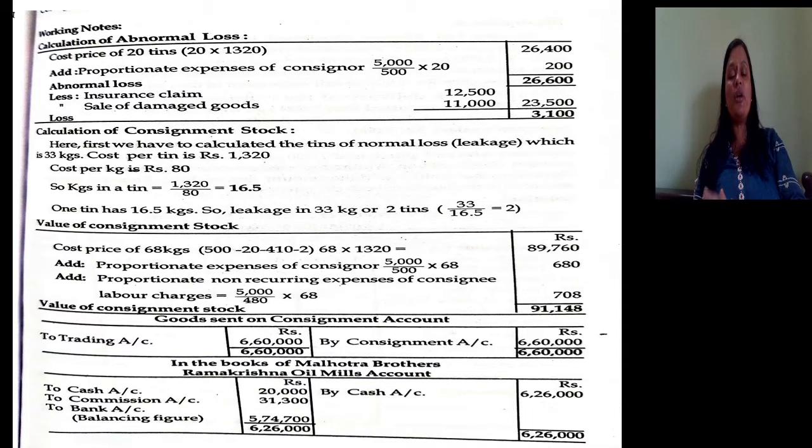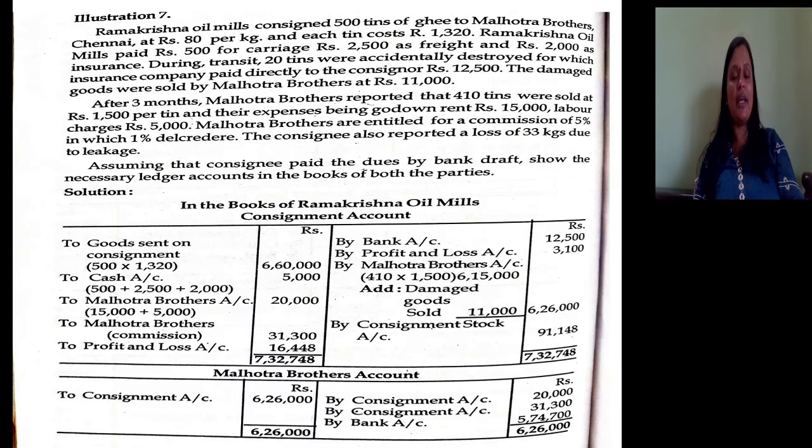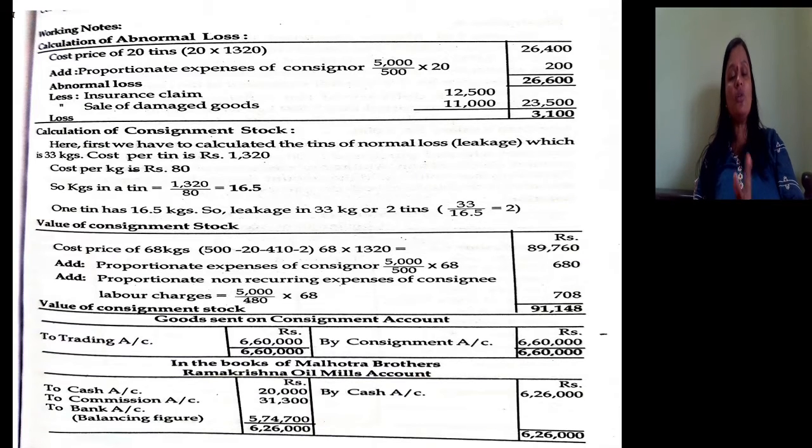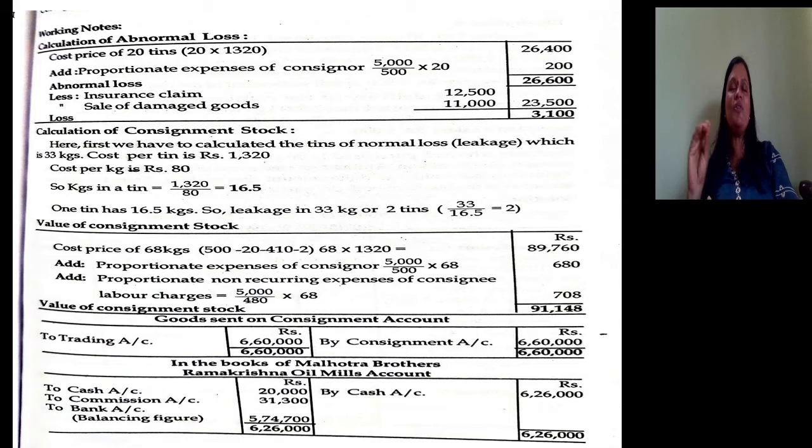Then proportionate non-recurring expenses incurred by the consignee. What all expenses were incurred by the consignee? Just see, godown rent of 15,000, labor charge of 5,000. Only 5,000 is non-recurring. He has incurred 5,000 for 480 tins because 20 tins were lost and 20 tins were sold. He received only 480 tins. So 5,000 he incurred for 480. How much for 68 tins? It will become 708 when you cross multiply it. So the value of closing stock is 91,148.